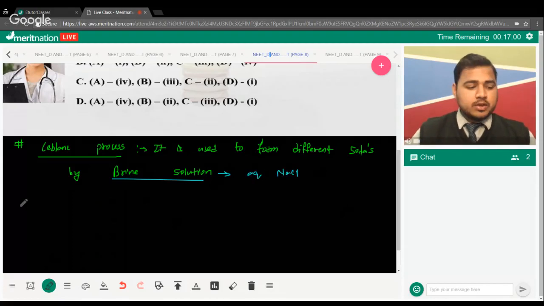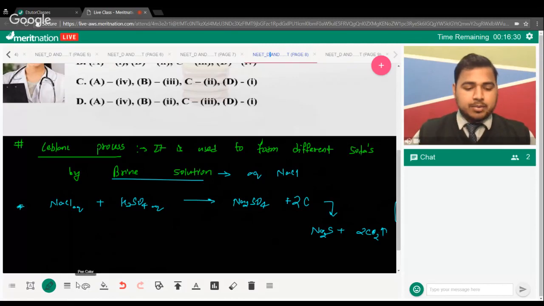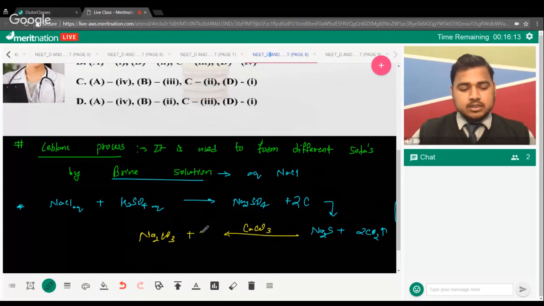So what I'm doing, students, this is the aqueous NaCl. If you are passing through the H2SO4 aqueous, then what you will get? You will get the sodium sulfate, Na2SO4. If you heat this sodium sulfate with carbon, then what happens? It will give you Na2S, and this will be the 2CO2, releasing the CO2 gas. And what happens if you just pass this Na2S to the calcium carbonate? It will be Na2CO3 plus SO2 gas.